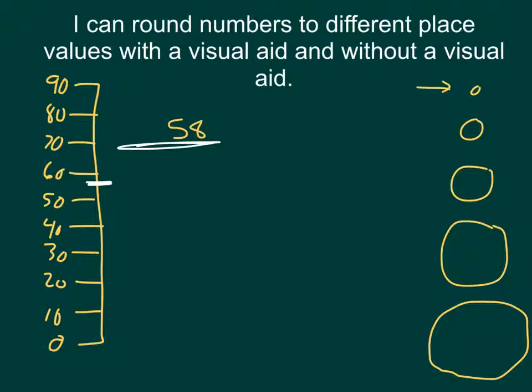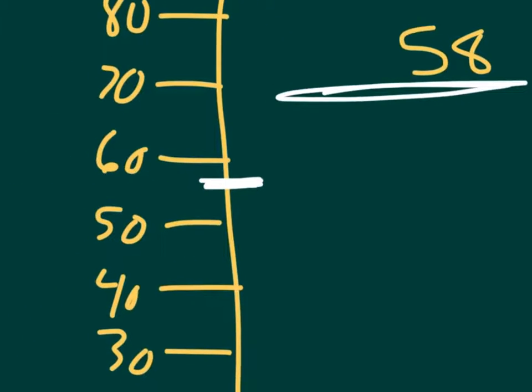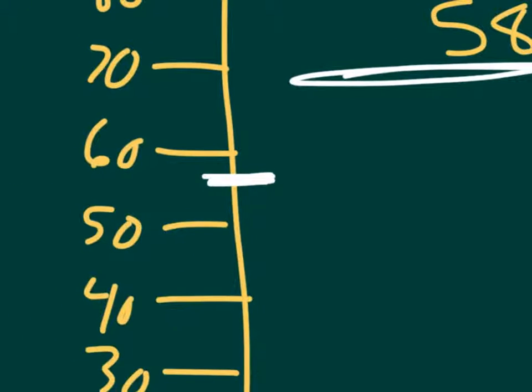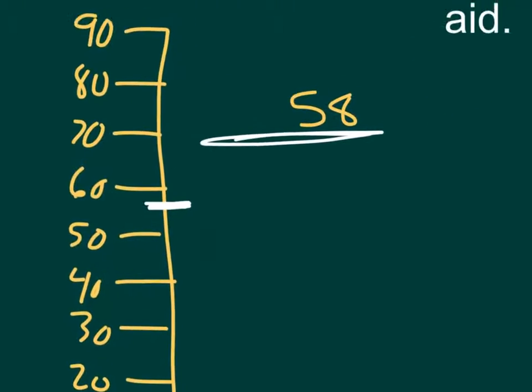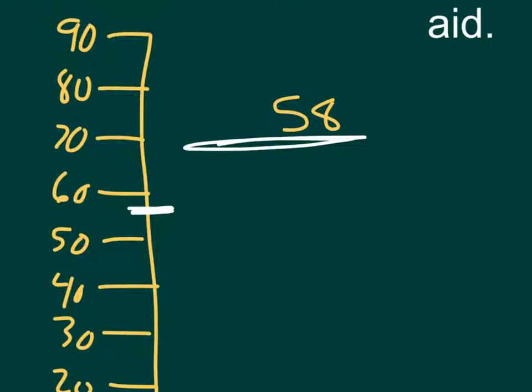If I look at my number line here, I can see that it's in between 50 and 60. Since this is not a perfect number line, it's kind of harder to tell which it's closer to. But if I think about it, 58 is right here. How far is it from 60? Well, 59, 60. So it's 2 away from 60, whereas it's 8 away from 50. So which one is it closer to? Of course it's closer to 60.